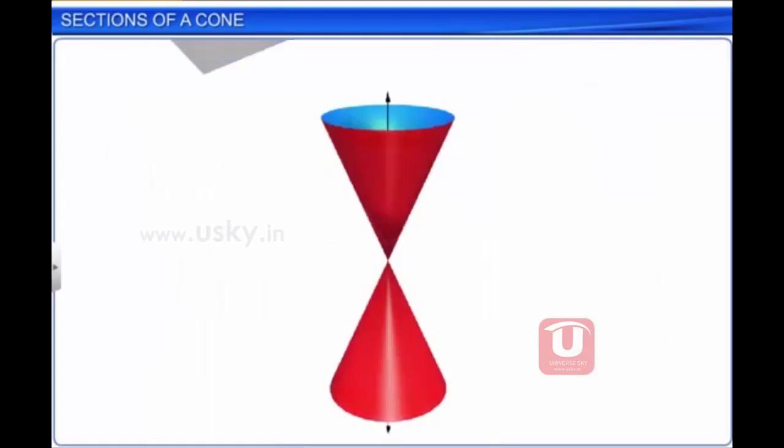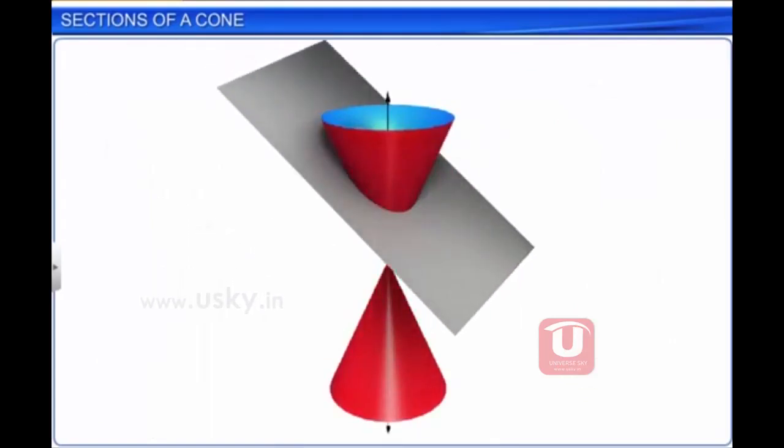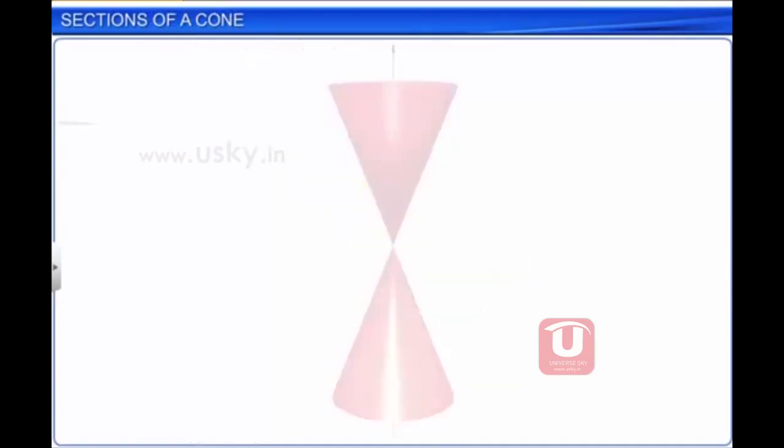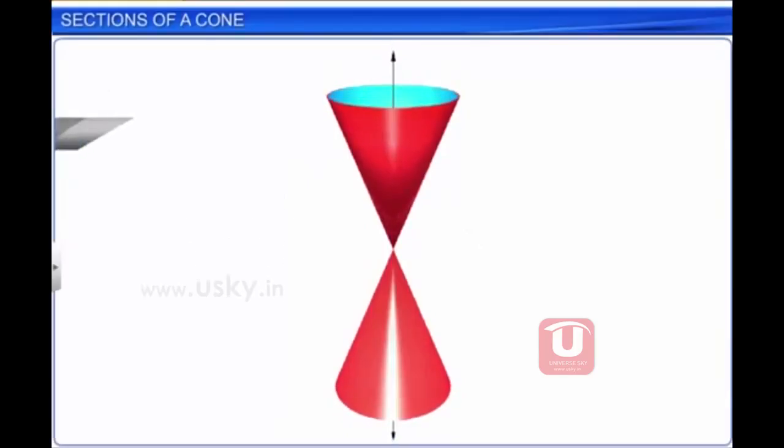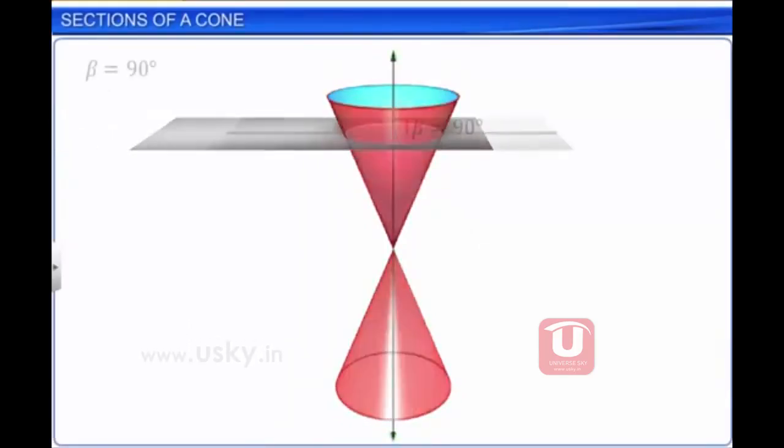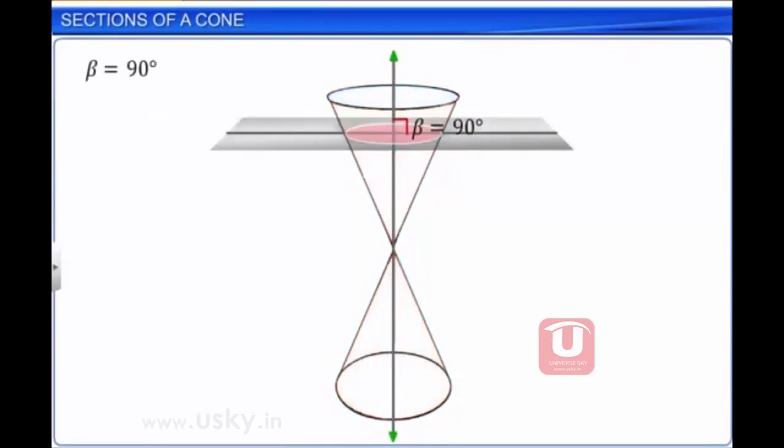Consider a plane that intersects a cone at any position other than the vertex and makes an angle beta with the axis of the cone. Now, we have several possibilities. If the plane intersects one nape of the cone at right angle to the vertical axis, the resulting conic section is a circle.